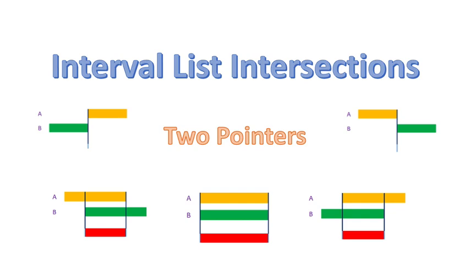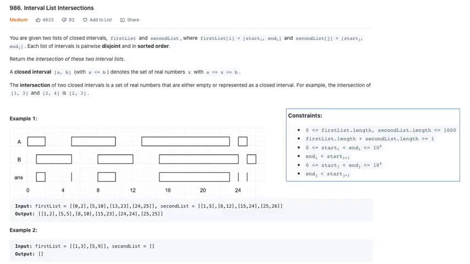Hello everyone and welcome. Today I would like to talk about interval list intersections and I'll be using the two pointers approach. In this question, you are given two lists of closed intervals.